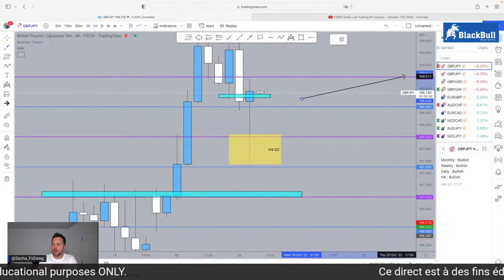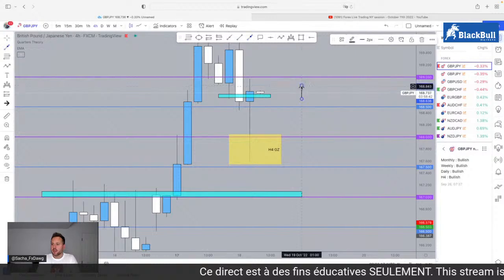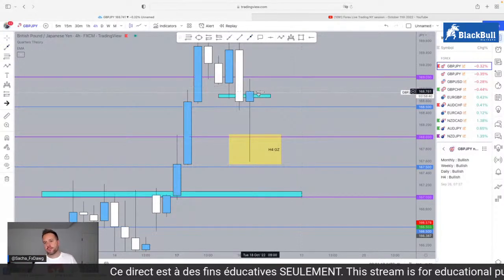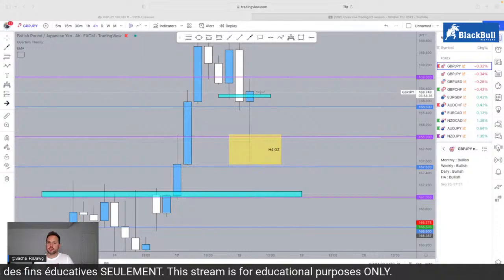And again, we're right at this major QP. So I got to be very careful. I'm going to reduce my risk in half, right? Just to be sure. Managing risk again.